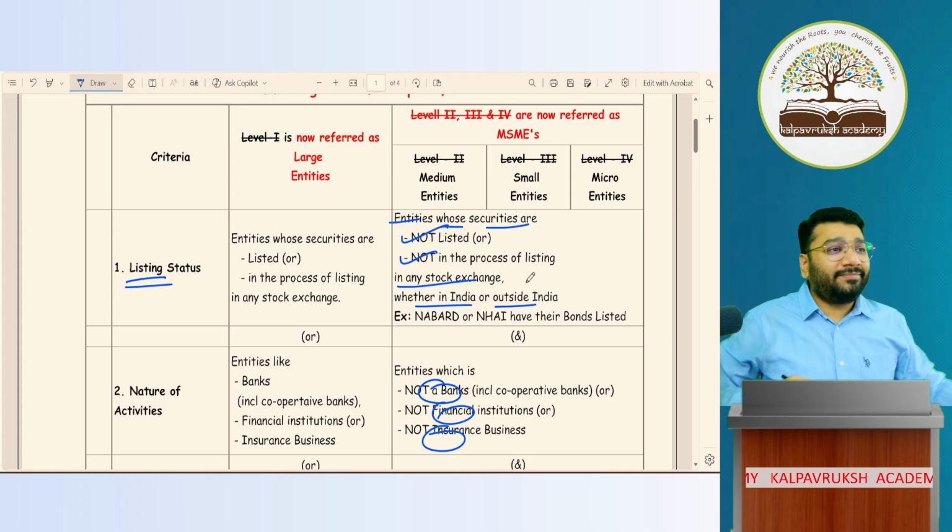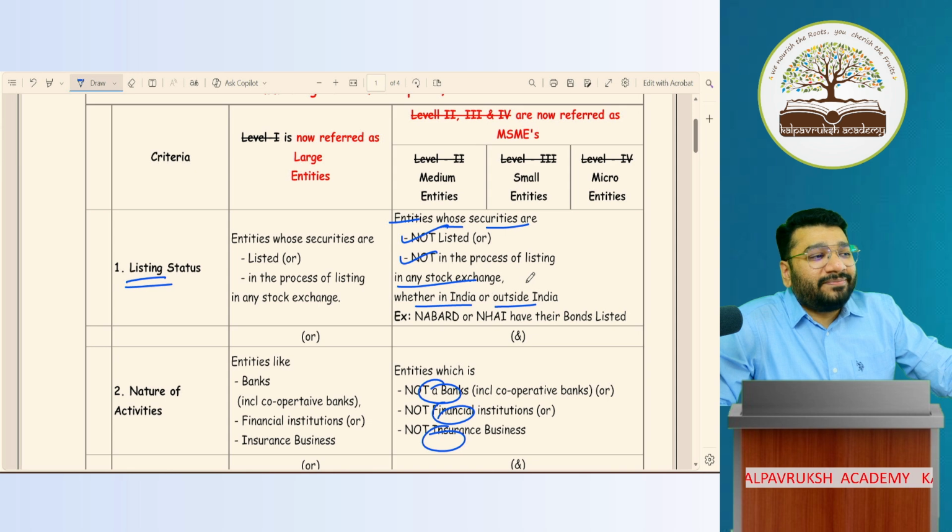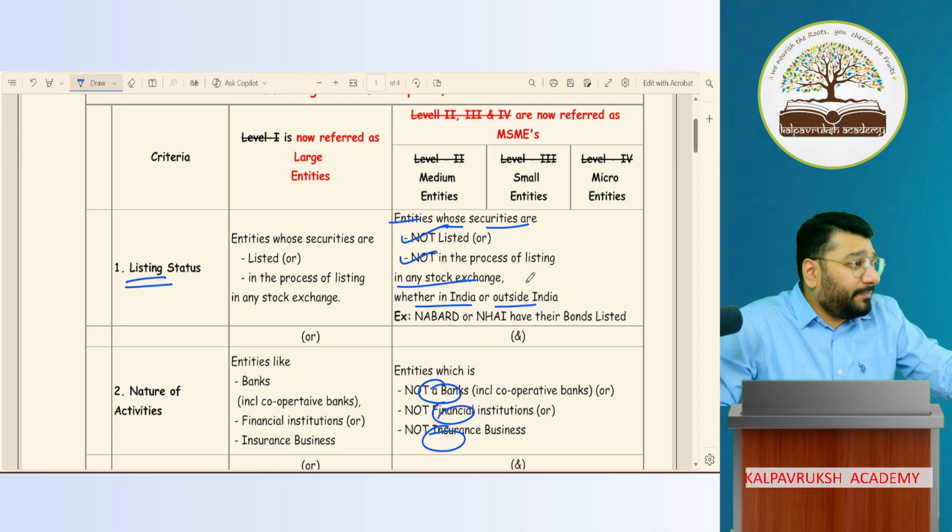Now you should have a doubt here. What doubt should you have? Only companies will be listed, sure. For a sole proprietorship concern or partnership concern, how will the listing happen? Why are they talking this nonsense? It is true that these entities cannot be listed. Then what are they talking about?